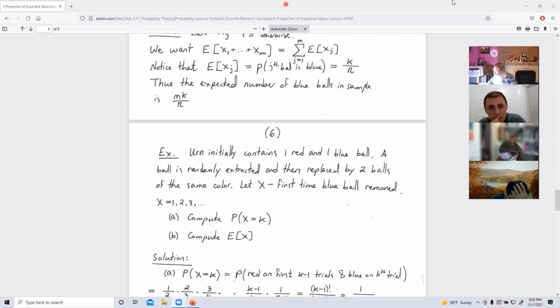And so yes, you might imagine that if I continue withdrawing balls, eventually I will take out a blue ball, right? But the question is, on average, how many withdrawals do I perform before I take out a blue ball?